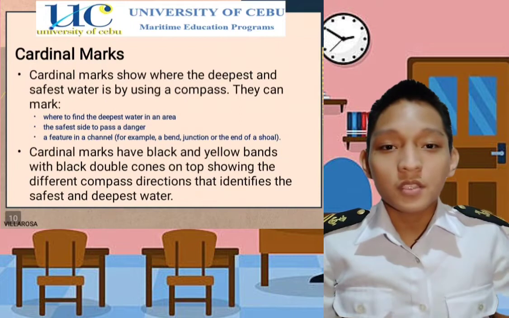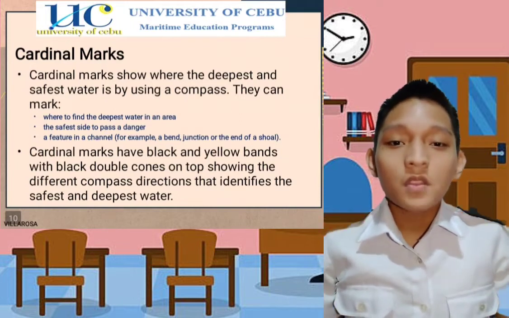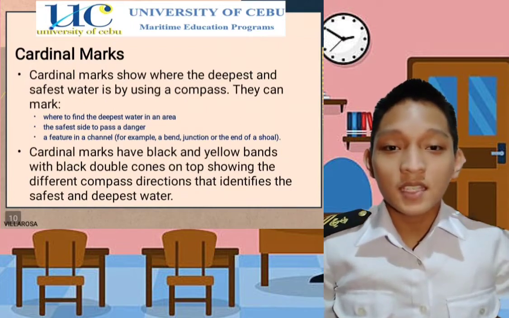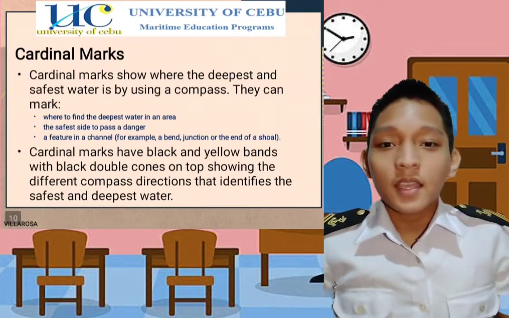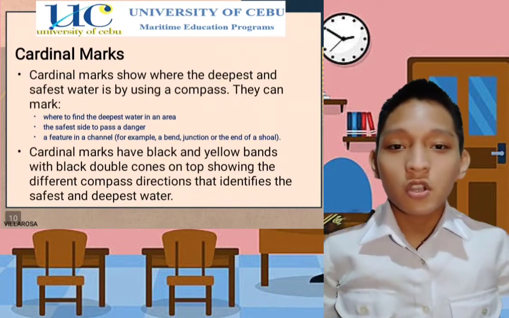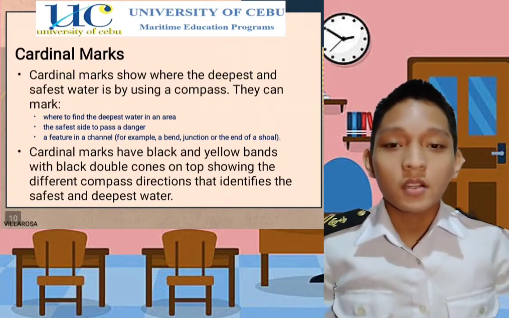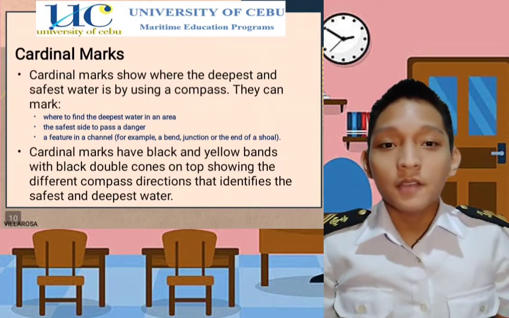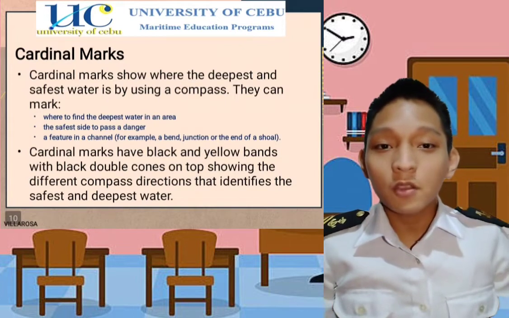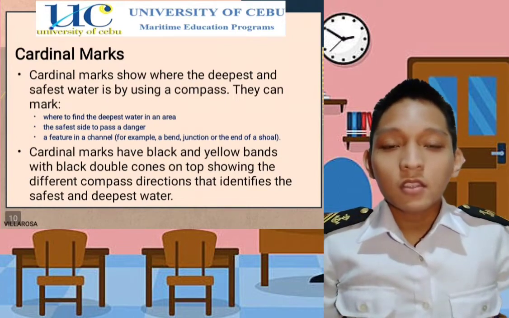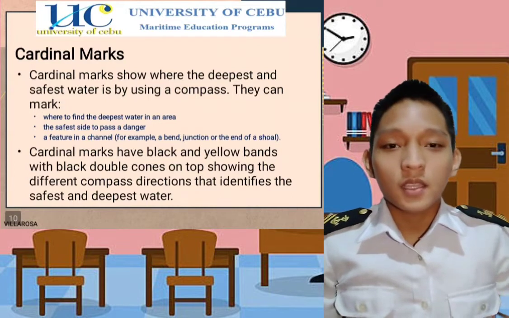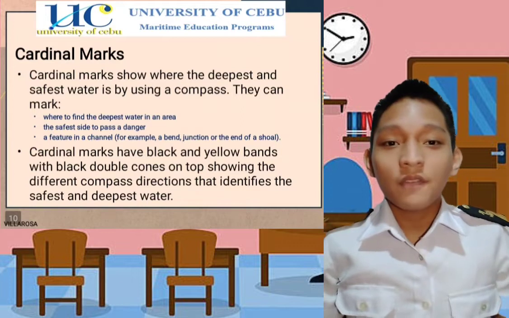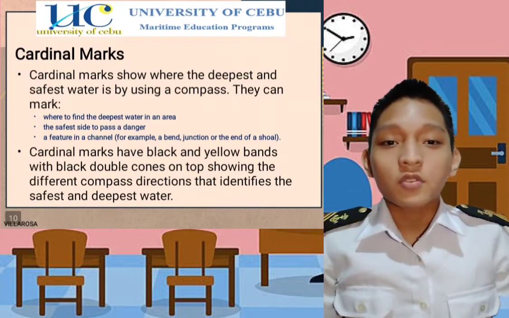So they can mark where to find the deepest water in an area or the safe side to pass a danger. This also has a feature in a channel, for example a bend or junction or at the end of a shoal, right? We also need to know that cardinal marks are colored with black and yellow bands with black double cones on top showing the different compass directions that identify the safest and deepest water to travel in.